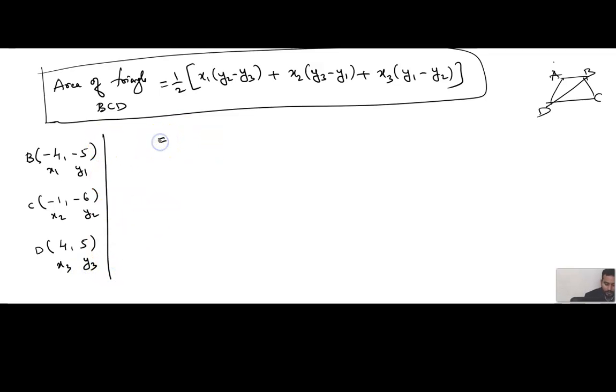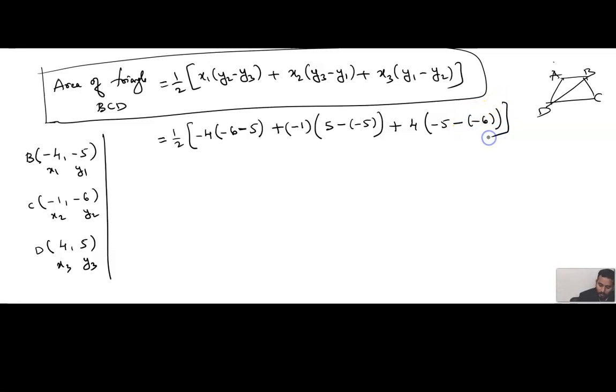Now area of triangle BCD is equal to half into x1, which is -4, into (y2, which is -6, minus y3, which is 5), plus x2, which is -1, so we write in brackets -1, into (y3, which is 5, minus y1, which is -5), so we write in brackets -5, close the main bracket, plus x3, which is 4, into (y1, which is -5, minus y2, which is -6), so we write in brackets -6, close the bracket. So brackets are important. Okay, good.